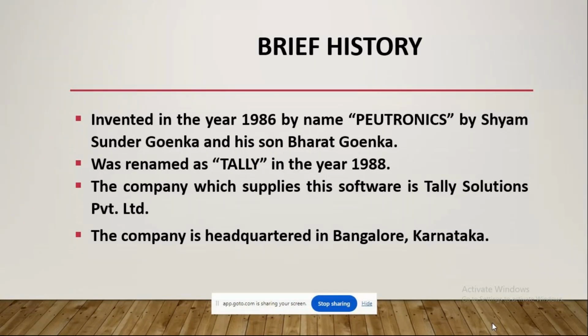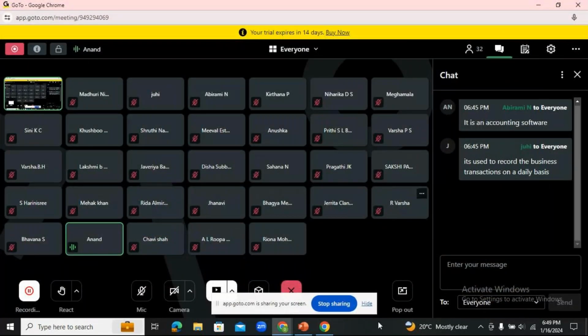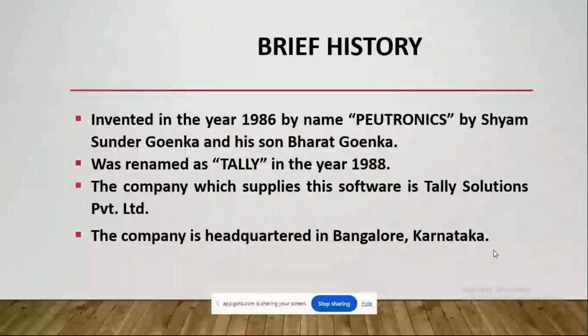Currently, it is being called TallyPrime. The company which supplies the software is Tally Solutions Private Limited, and it is headquartered around Bangalore. From here it is supplied all over India as well as overseas. If the accounting principles followed in India are adopted elsewhere, the same accounting software is maintained overseas as well. So from here it is being put up everywhere. This is a small historical backdrop of the Tally software.